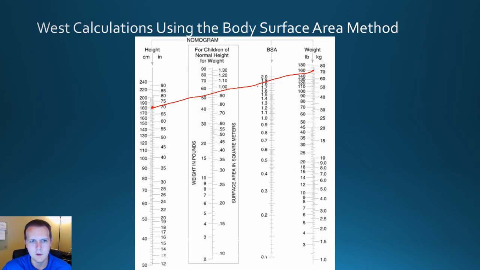Now this is not super exact. You'd want to use something like a ruler to get the correct values there. But this is one way to do it. There are plenty of calculations out there as well. For instance, for pediatrics, I use a very specific calculation that is standard to pediatrics.